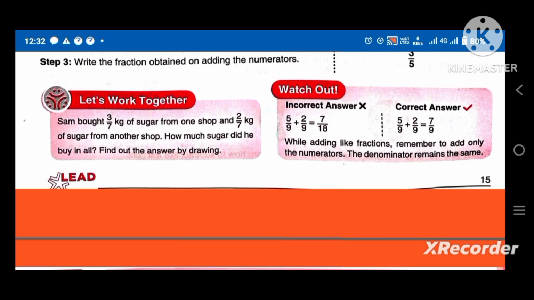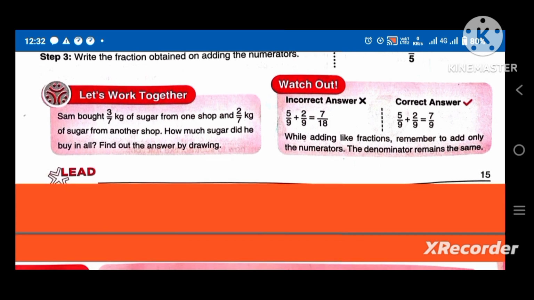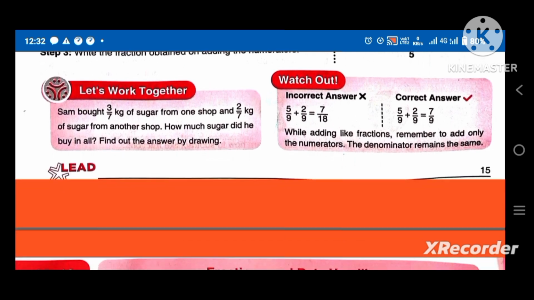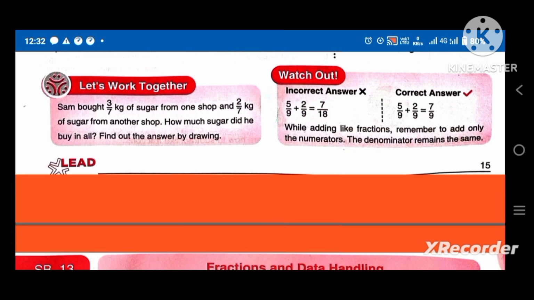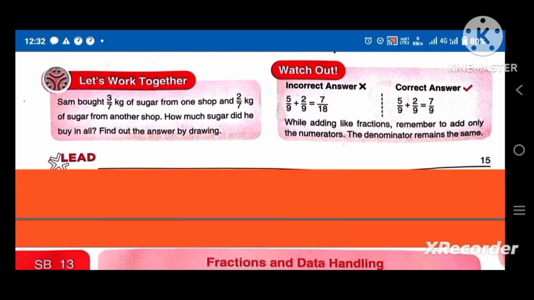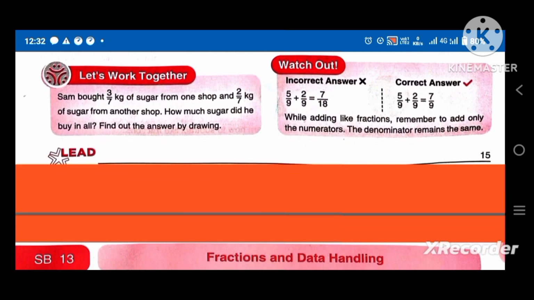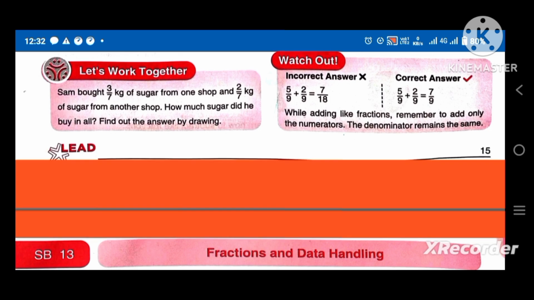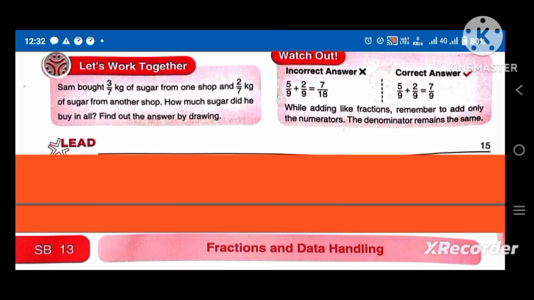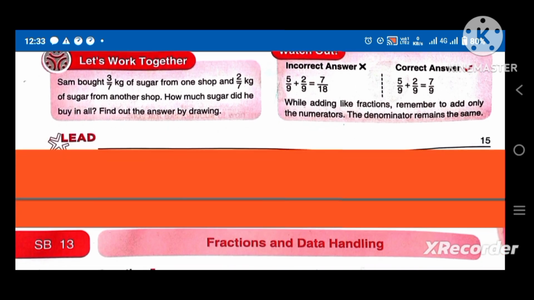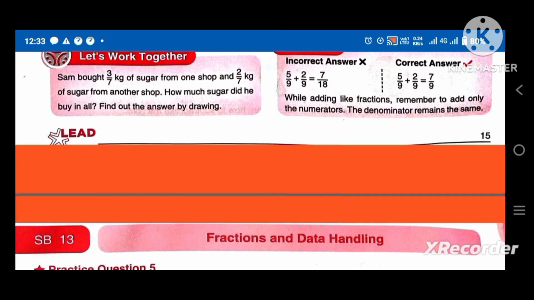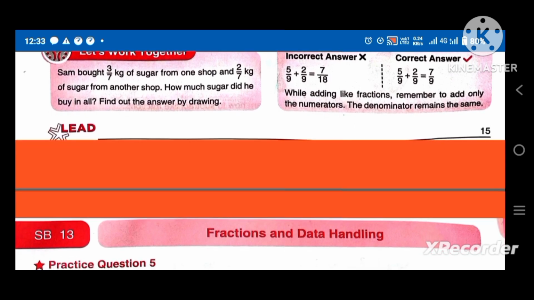First, let's work together question. We draw 7 boxes and we shade 3 boxes and 2 boxes. Total 5 boxes we shaded, so 5 by 7 is the answer.